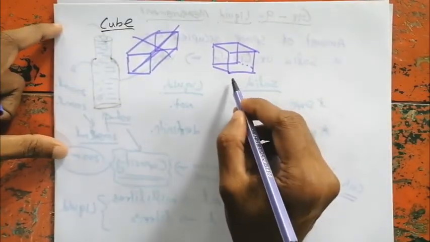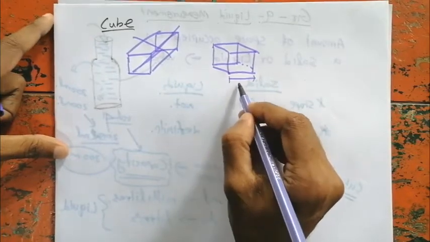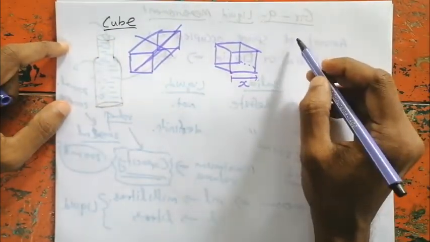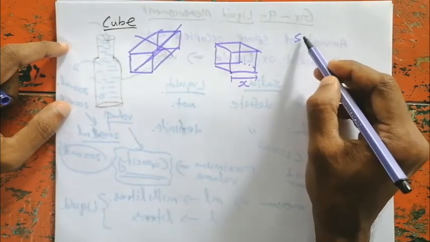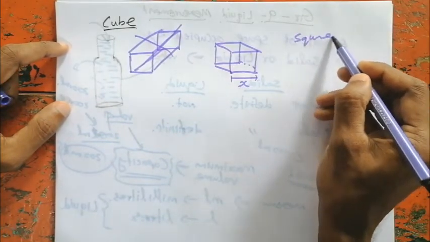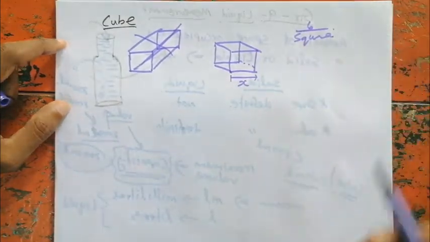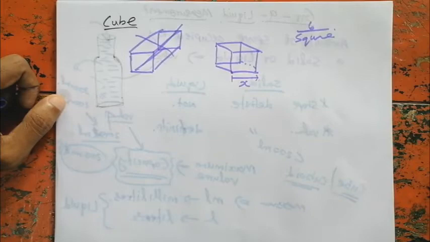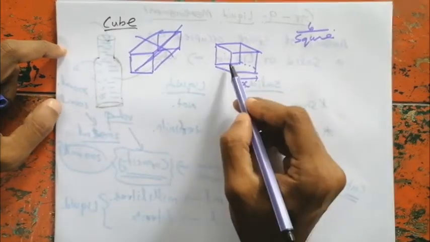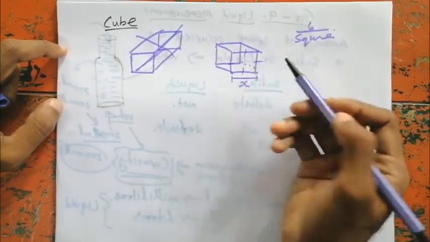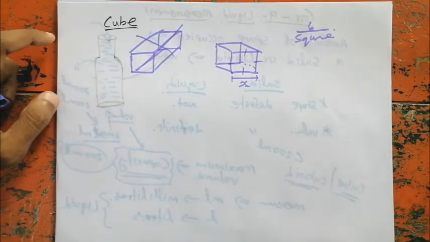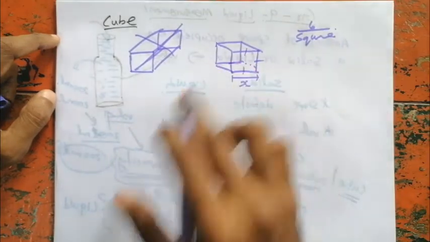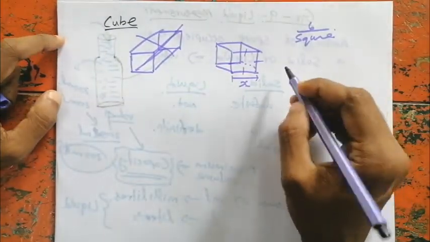So let's take the side length of the cube as 6 centimeter. Cube means it has six squares. Is that correct? You are studying how many faces, how many vertices. Yes, so let's take one of the sides as x. So how do we find the volume of this cube? So there is an equation.